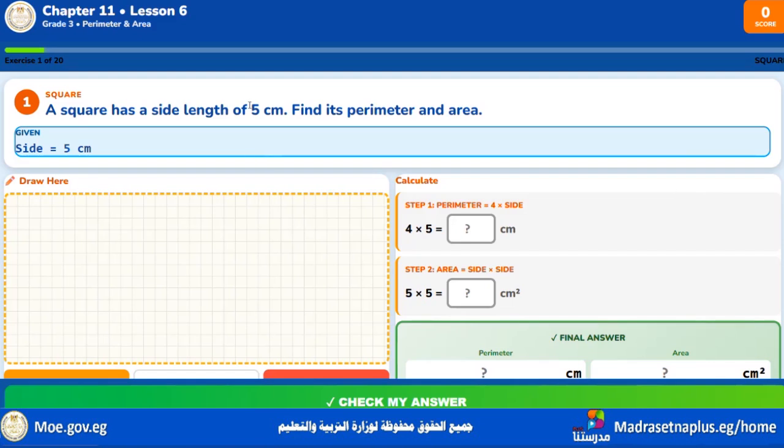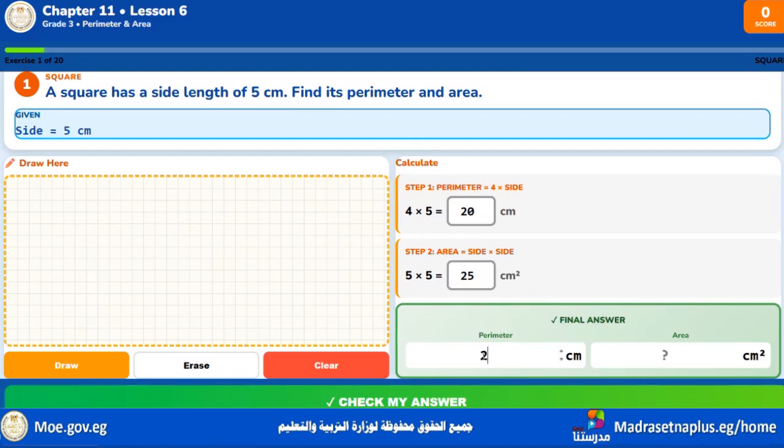So we have 5 as the side length. Now 4 times 5 gives 20 centimeters. This is the perimeter of a square. What about the area? I told you before, the area of a square equals side times itself. That means 5 times 5 equals 25. Now the perimeter is 20 and the area is 25.